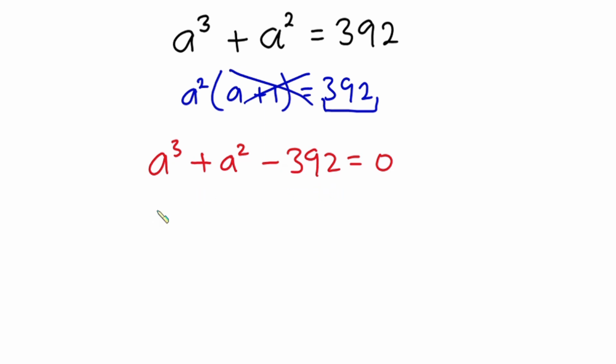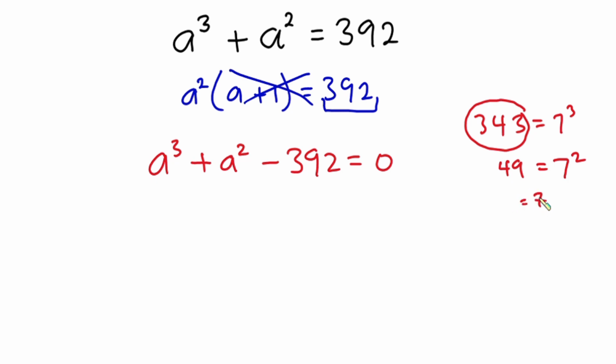This could be written as 343, which is equal to 7 to the third power. Now, if we take this 343 from 392, we are left with 49, which is also the same as 7 to the second power. So straight away, you can see that we have been able to find one solution to this problem, which is 7, right? But what about the other two?